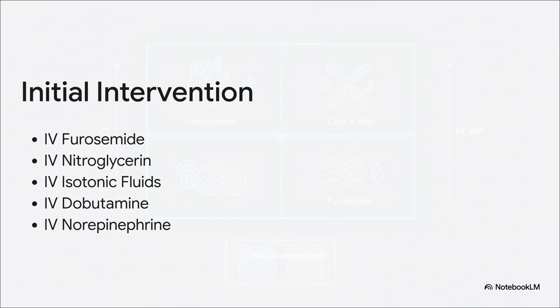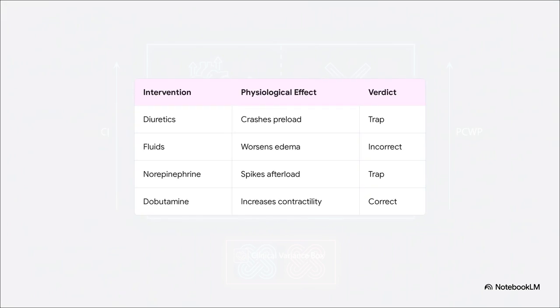You strictly have to map this patient to the correct Forrester quadrant to survive this case. Let's break down the physiological logic exhaustively. The patient is confused, he's got cool mottled extremities, and he's hypotensive, so he's cold. He also has severe dyspnea and bilateral crackles, so he's wet. We are clearly in profile 4, cardiogenic shock. Now, if you selected IV furosemide or IV nitrates, you fell right into the diuretic trap. You just crashed his remaining preload and likely caused cardiac arrest.